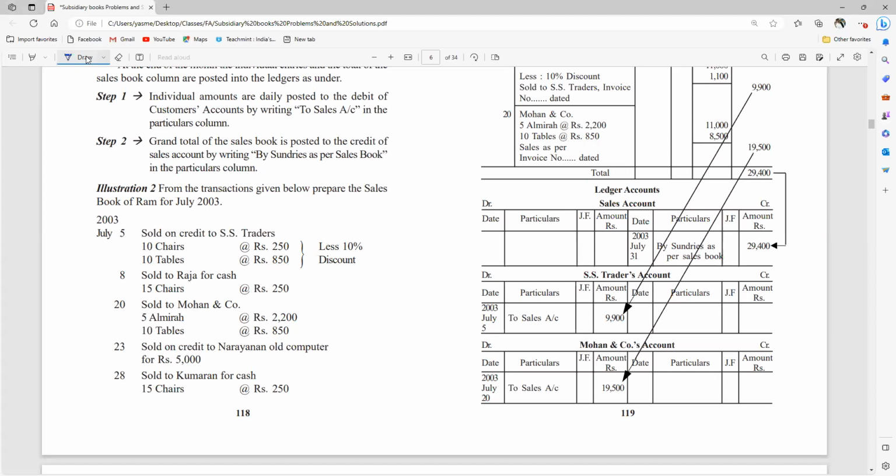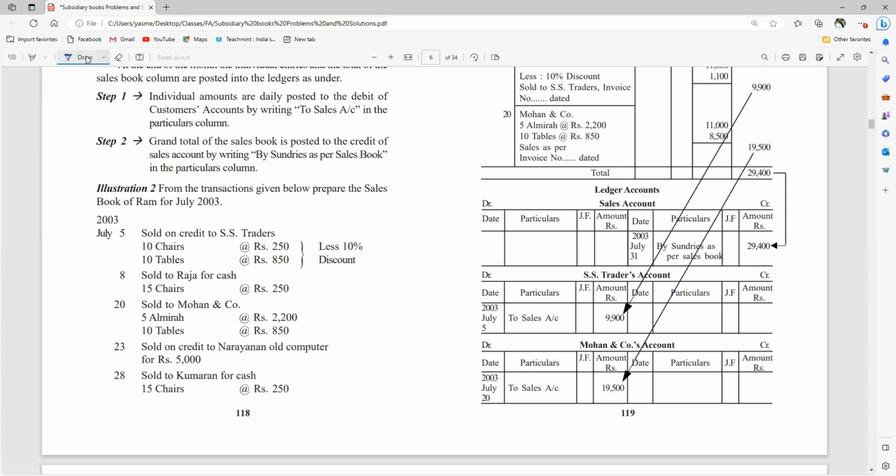Dear students, in the previous video, I explained preparing a purchase book. We solved around 3, 4 problems in that video. In this video, I will concentrate on preparing the sales book, purchase return book, and sales return book.